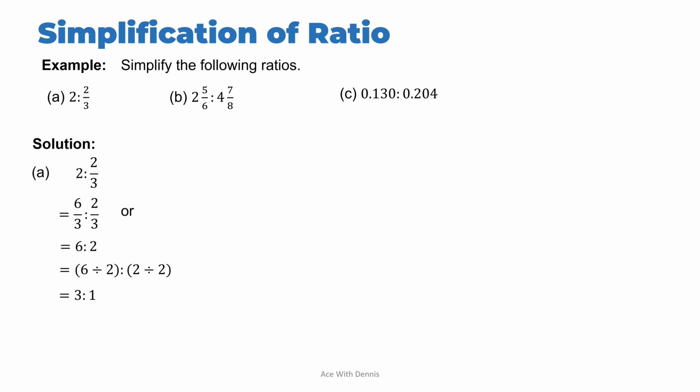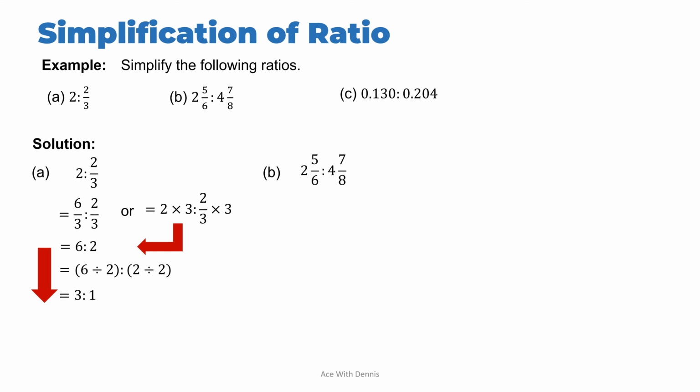Another way we can simplify this ratio is by multiplying both quantities by 3 so that we can get rid of the fraction. So it becomes 2 times 3 to 2 over 3 times 3. And then we get 6 to 2. Then the remaining steps are the same. And eventually we get the answer as 3 to 1 in the simplest form.